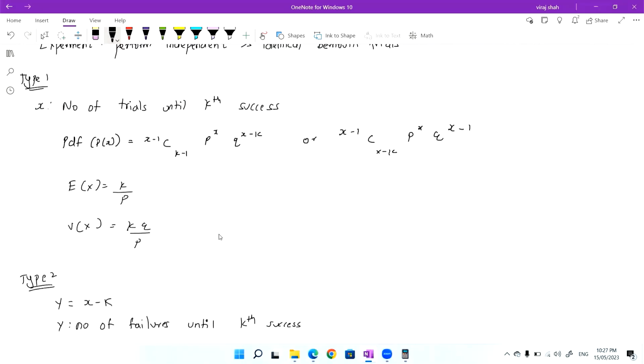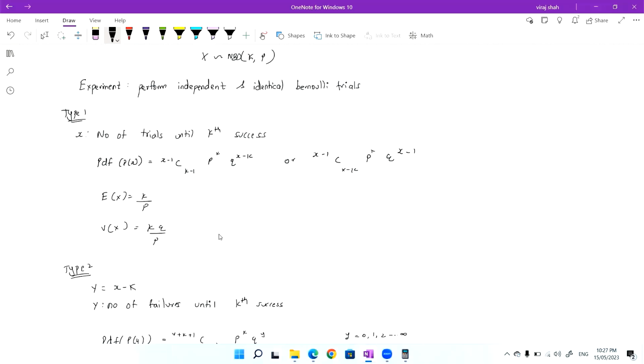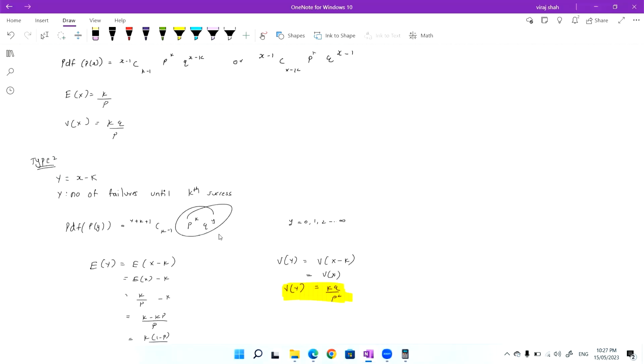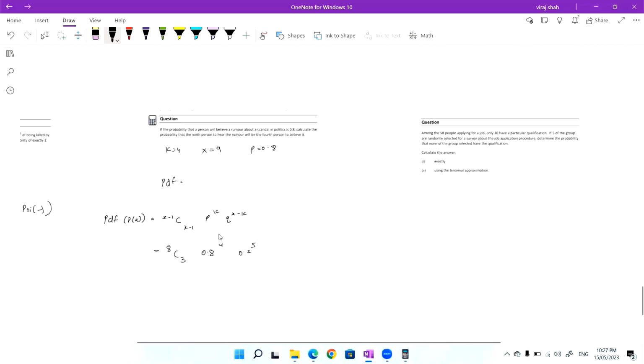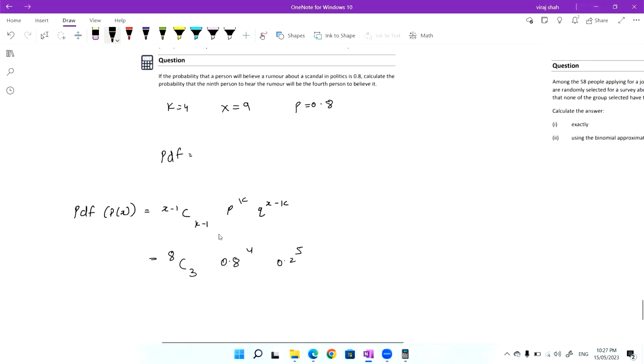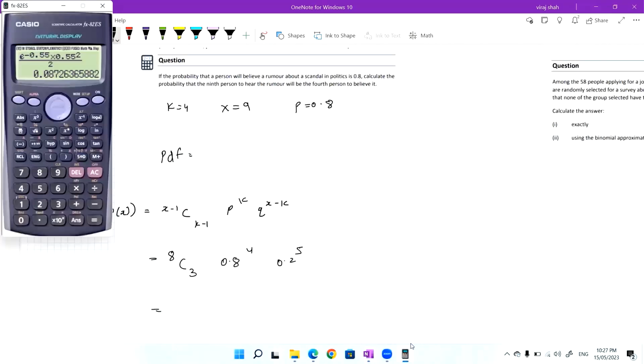Just one small correction. This is nothing but p raised to k, not x. And it makes logical sense. K number of successes, so it should be k. We wrote k here, but we forgot to write it here. So anyway, leave it. Just input this in your calculator, you get your value.